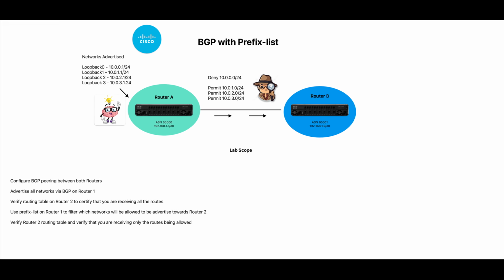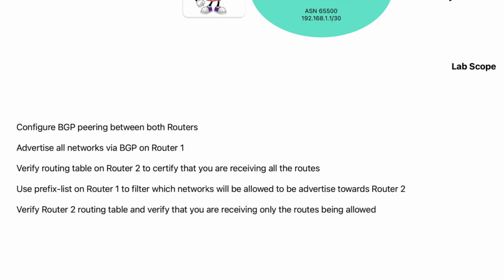Alright, so the purpose of this lab is going to be to configure BGP peering between both routers, advertise all networks via BGP on router 1, verify the routing table on router 2 to certify that you are receiving all the routes, use a prefix list on router 1 to filter which networks will be allowed to be advertised towards router 2, verify the router 2 routing table and verify that you are receiving only the routes being allowed.